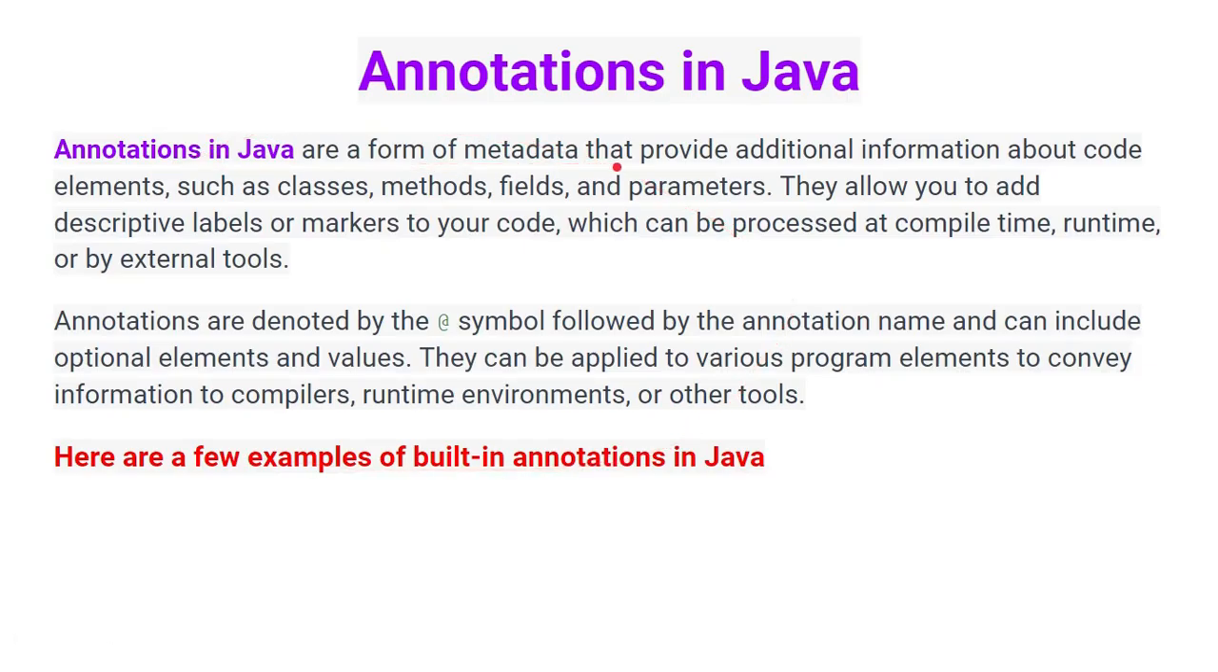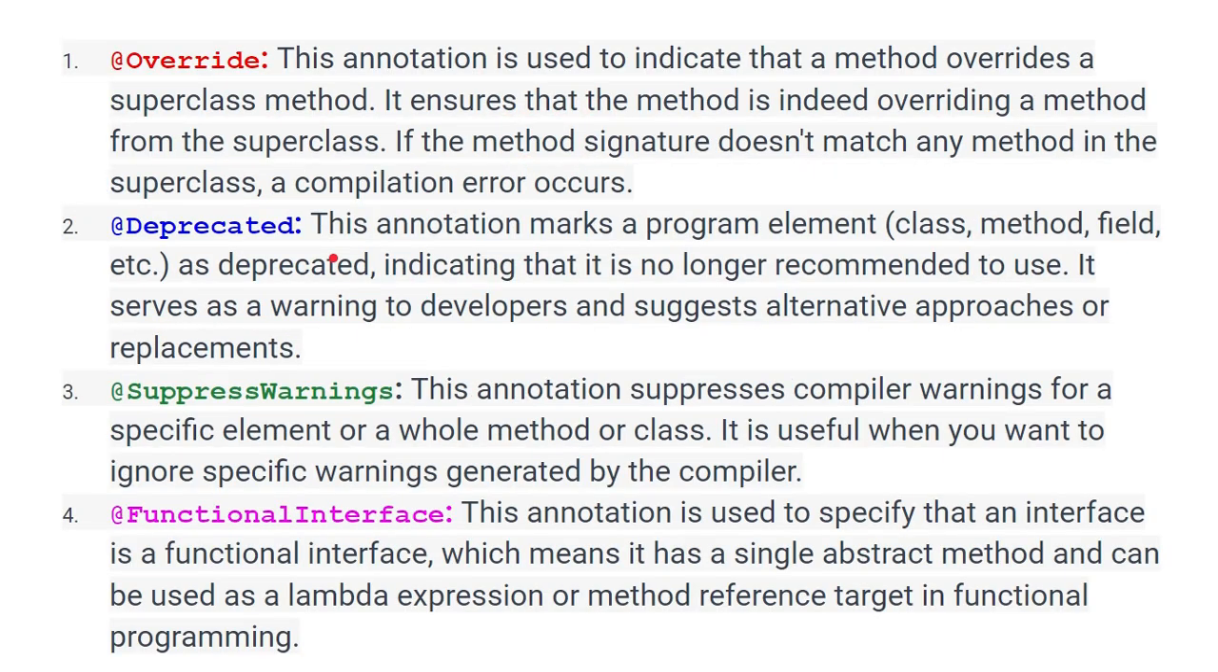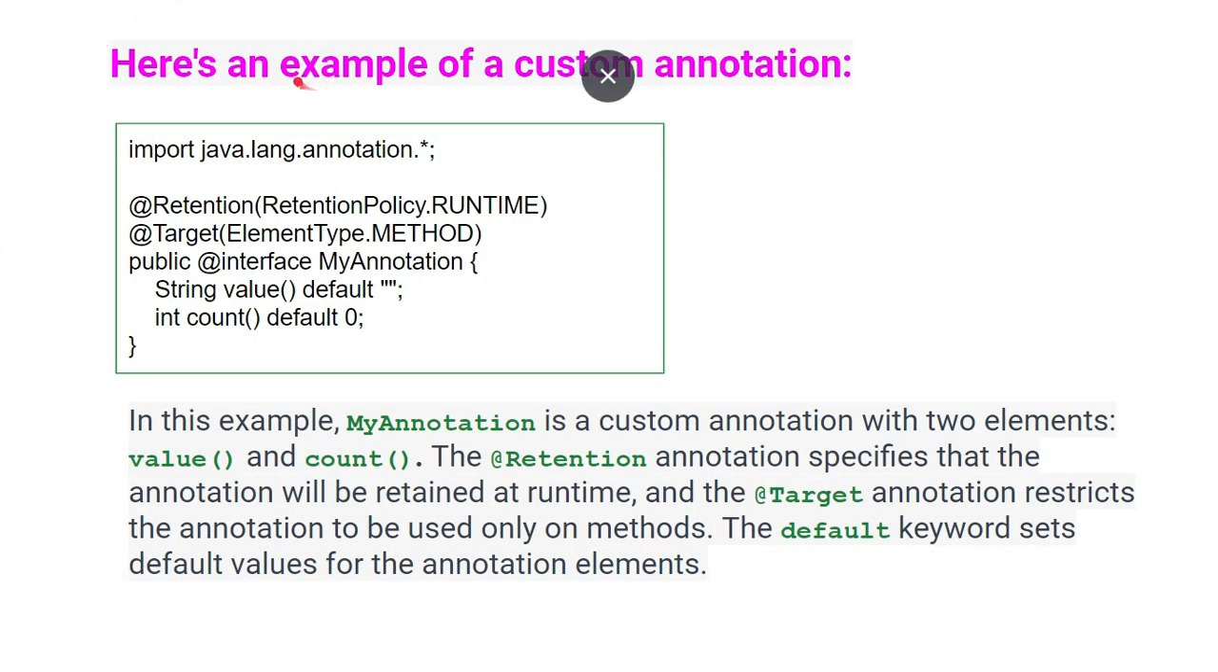Annotations. You already know in depth how we create annotations. These are annotations like Override, Deprecated, SuppressWarnings and FunctionalInterface. Those are the predefined annotations we have. We can create our own annotations also, so here is an example of custom annotations.